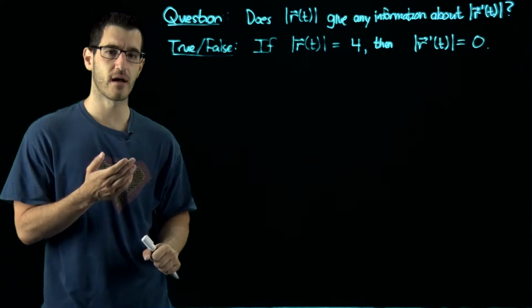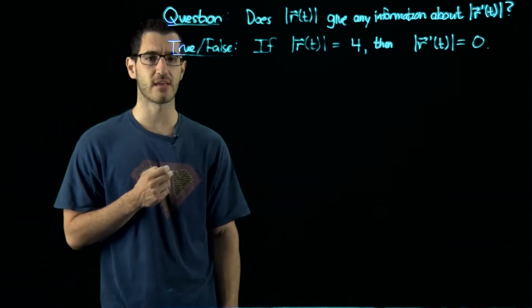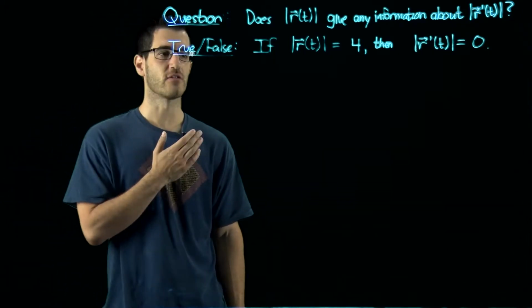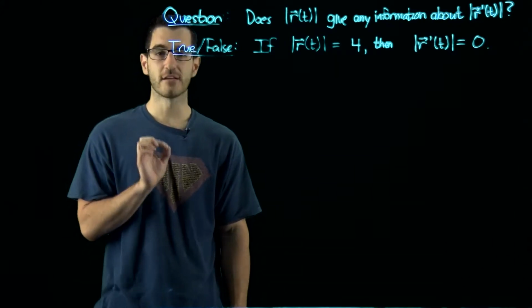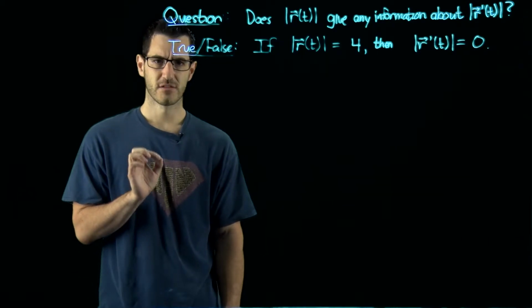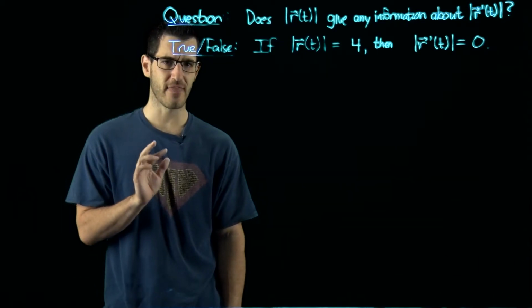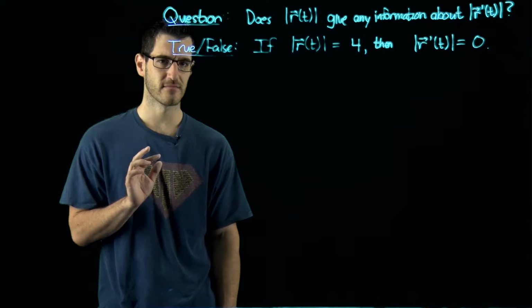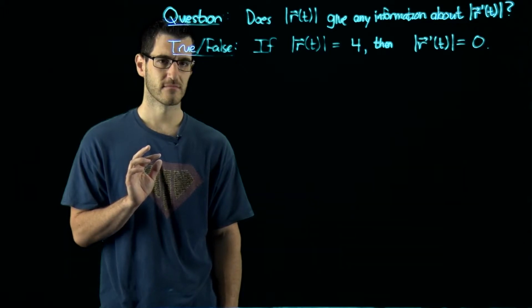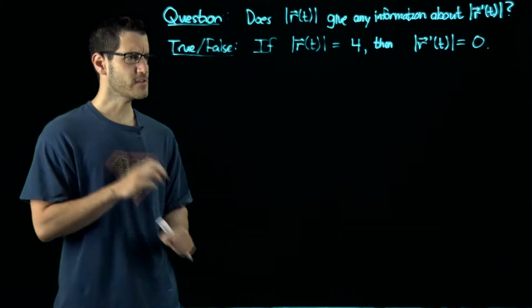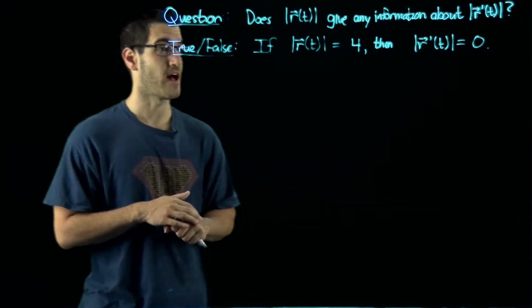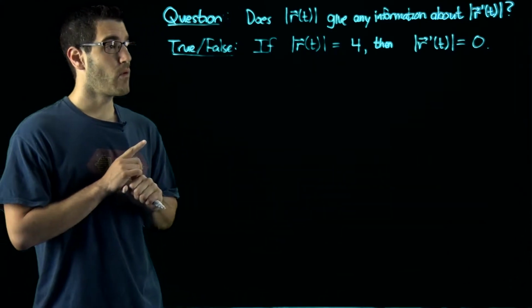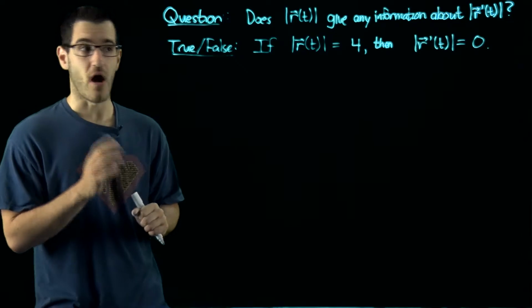And so to explore that in the context of a specific example, here's a true-false question. If the magnitude of r is constant, is the magnitude of the derivative 0? So I want you guys to take a second and think about that for yourself before I answer it. All right, so this is actually something that we see on exams all the time. Is this statement true? Well, no, it's not.